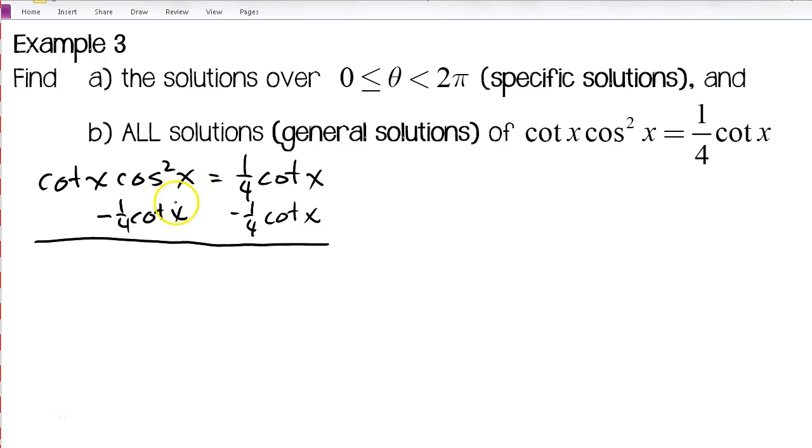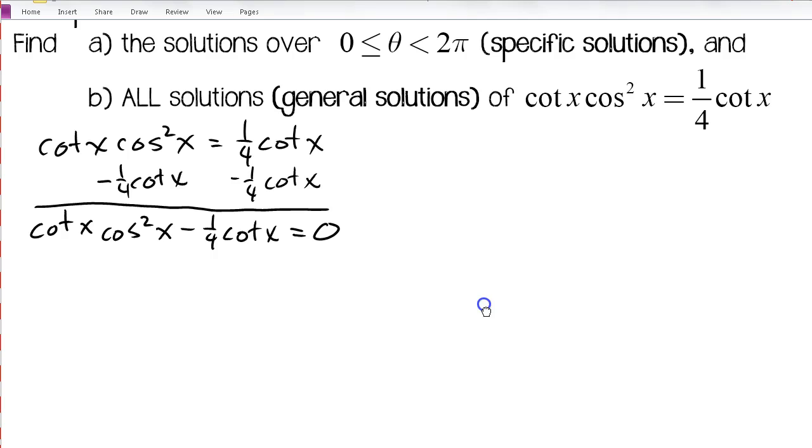And these are not like terms, so I'm simply going to have cotangent x cosine squared x minus 1/4 cotangent x is equal to 0. So as you do more problems and get more experience, you'll notice certain times it'll be useful to factor. And this is one of those cases because I have two terms here.